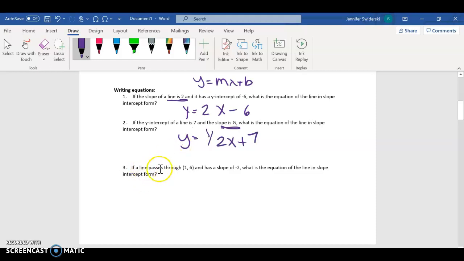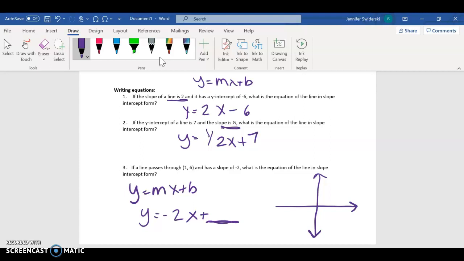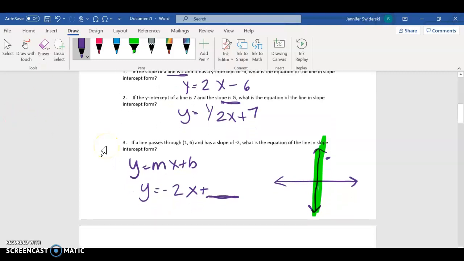Here's where things get trickier. If a line passes through the point (1, 6) and has a slope of -2, what is the equation of the line in slope-intercept form? Well, if I have y equals mx plus b, I know my slope is -2, right? So we'll have y equals -2x plus, I need to solve for my y-intercept. Remember this idea of a y-intercept, guys. If I have a coordinate plane, my y-intercept is right here, on the y-axis, where it's crossing the y-axis. Well, if I were to graph the point (1, 6), it's up here. I don't know where it's crossing the y-axis, so I need to go through and find that out.